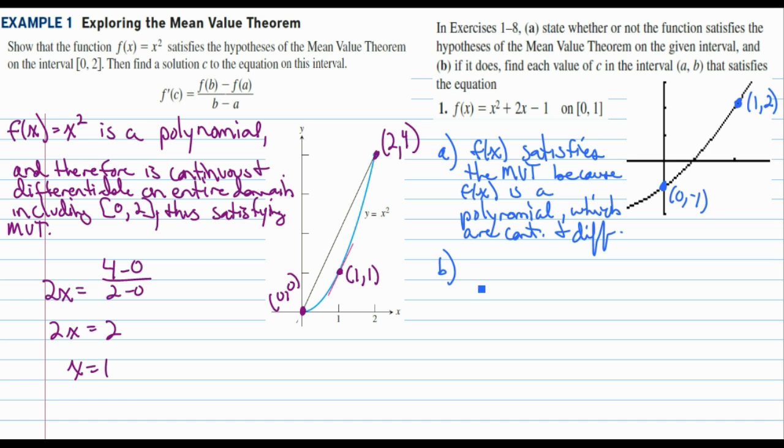So I'm looking for where 2x plus 2, the derivative, equals the slope of the 2 points on the ends of the interval, 0 comma negative 1 and 1 comma 2. And I get that the x value 1/2 is where that occurs. So here at the x value 1/2, the slope equals 3, which is the same as the slope connecting the outside points of this interval.